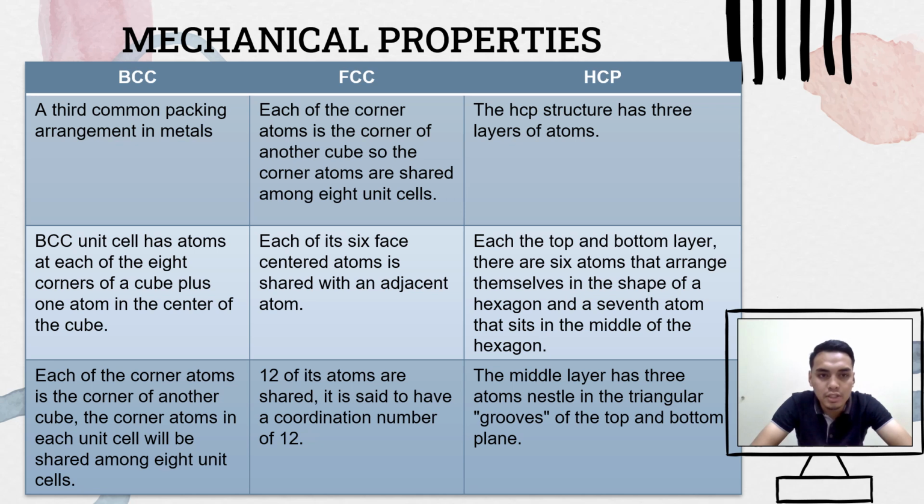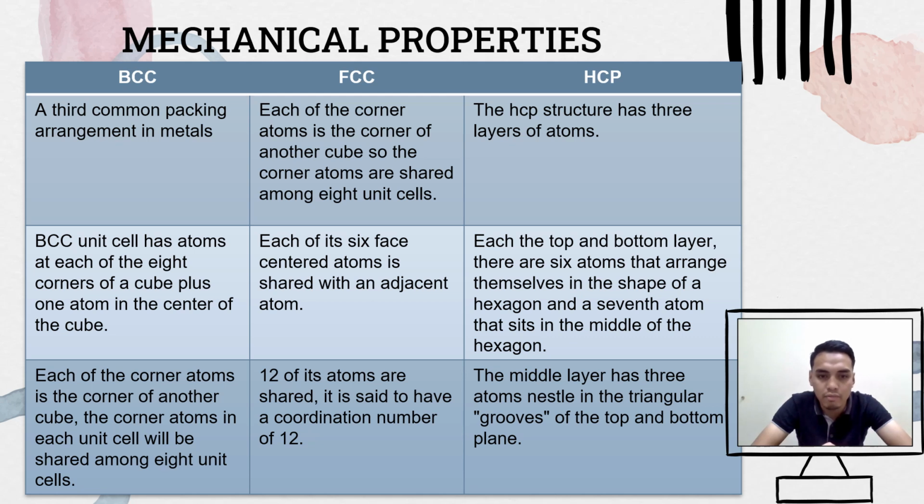For the mechanical properties, BCC is a third common packing arrangement in metal, and each of the corner atoms is the corner of another cube. The corner atom in each unit cell will be shared among 8 unit cells. For the FCC, each of the corner atoms is the corner of another cube, so the corner atoms are shared among 8 unit cells. 12 of its atoms are shared.